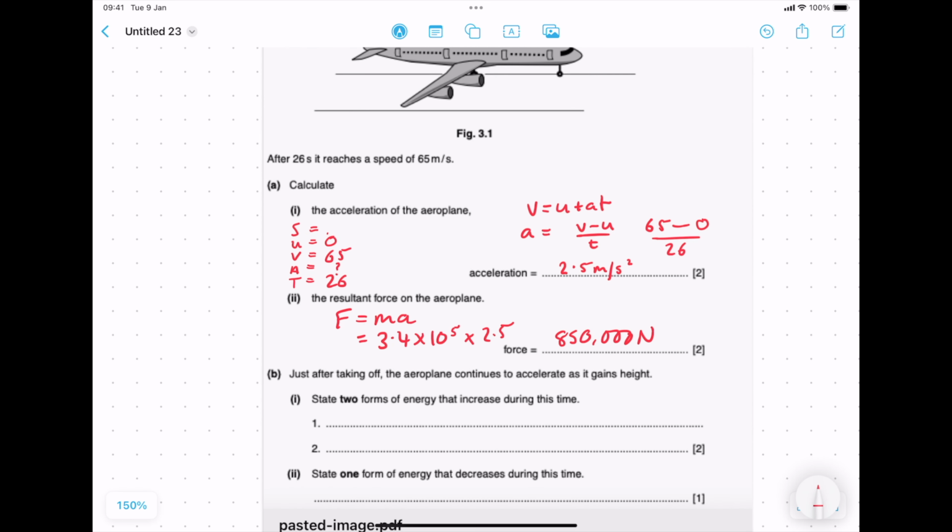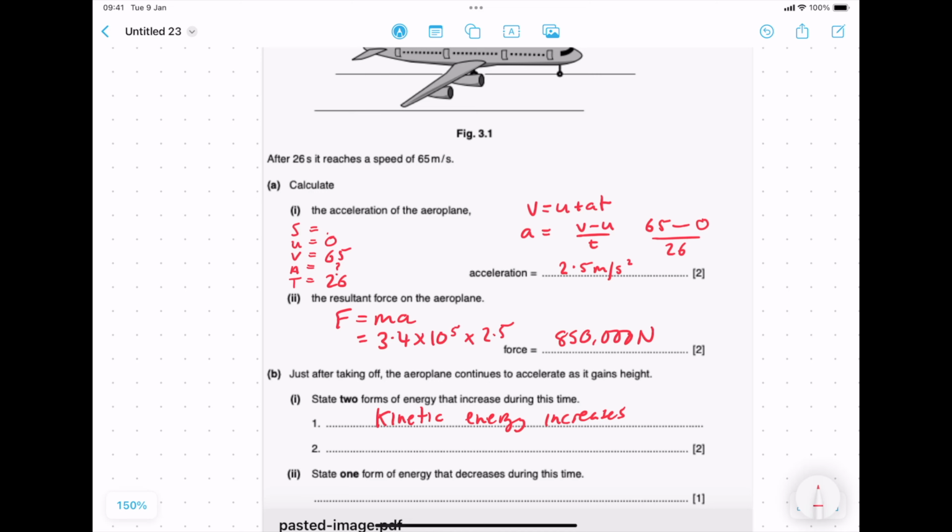Just after taking off, the aeroplane continues to accelerate as it gains height. State two forms of energy that increase during this time. Right, so think back to content you might have covered in your GCSE physics course, so grade 10 if you're in the US. What are the energy conversions? What are the different types of energy? So what we need to think about is potential energy, kinetic energy, thermal energy, chemical energy, gravitational potential, elastic potential, those sorts of things. The first obvious one that comes to mind is the plane is accelerating. It's getting faster. So that means the kinetic energy will increase.